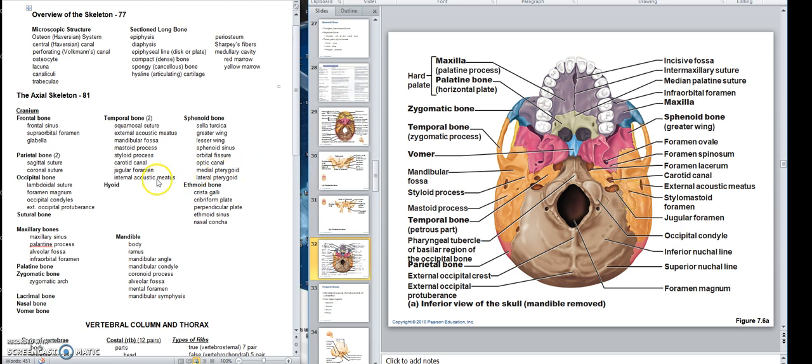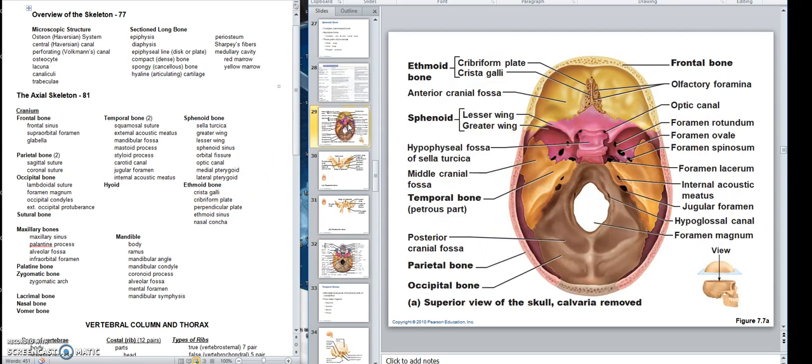Okay, the internal acoustic meatus, I'm going to have to go inside the skull to show you. So you had the external acoustic where it came in, and then the internal, because this cranial nerve needs to get the stuff to the brain. So here's that internal acoustic meatus right there. So that's what you're looking at there. There are some other features like the petrous ridge and some other things, but I'm sticking with her list this time.